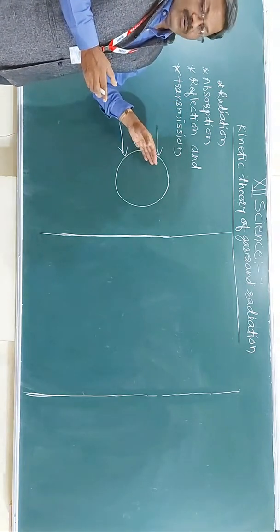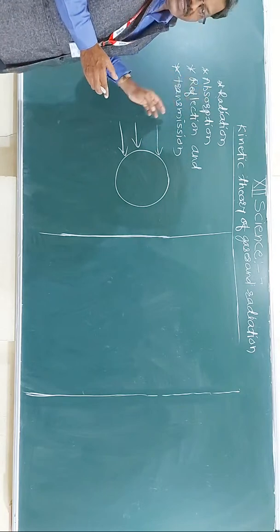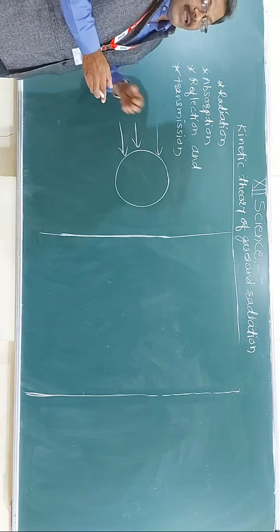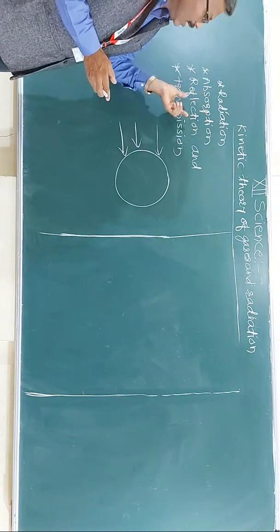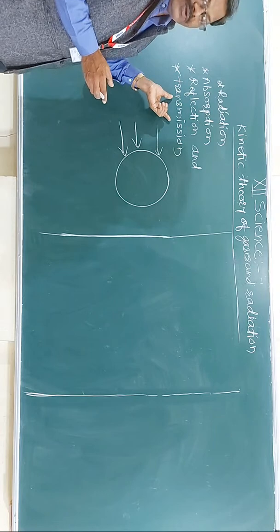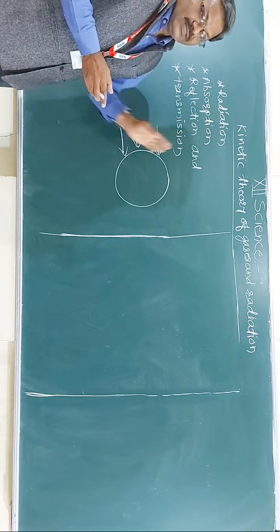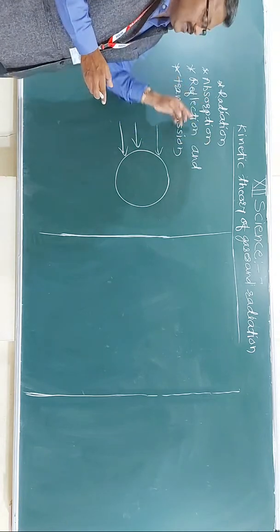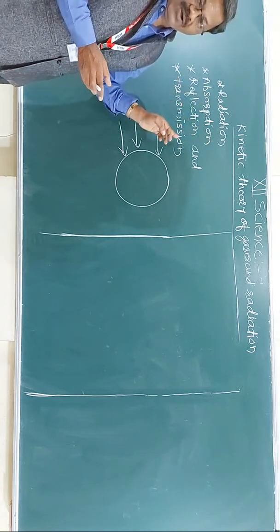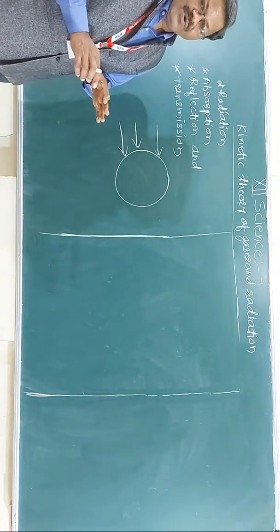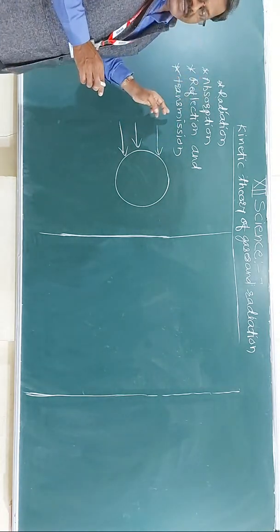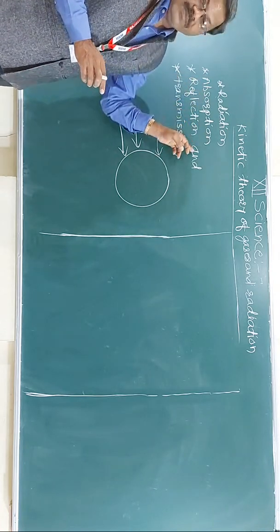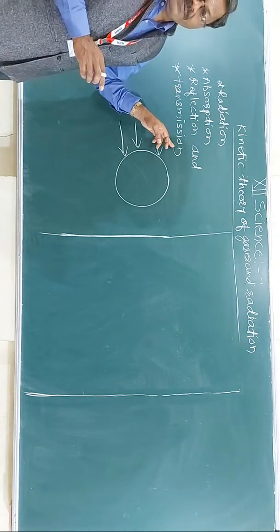Now we want to study the terms related to the ability of absorption, the ability of reflection, and the ability of transmission. These quantities are known as the coefficient of absorption, coefficient of reflection, and coefficient of transmission. Now we want to concentrate on these quantities.